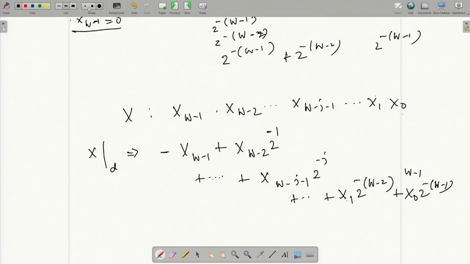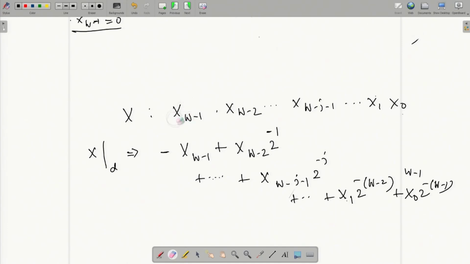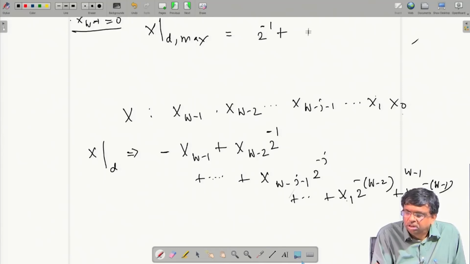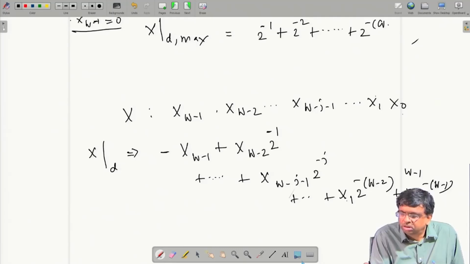So, finally, it will increase maximally up to what? When MSB, the most significant bit, is 0, but all the other fellows are 1. That is the highest positive number. So, highest positive number will be as per this formula minus 0, which is 0, then 1 into 2 inverse, that means x d, its max will be equal to 2 inverse, then 2 inverse 2, dot dot dot, 2 inverse w minus 2, plus 2 inverse w minus 1.